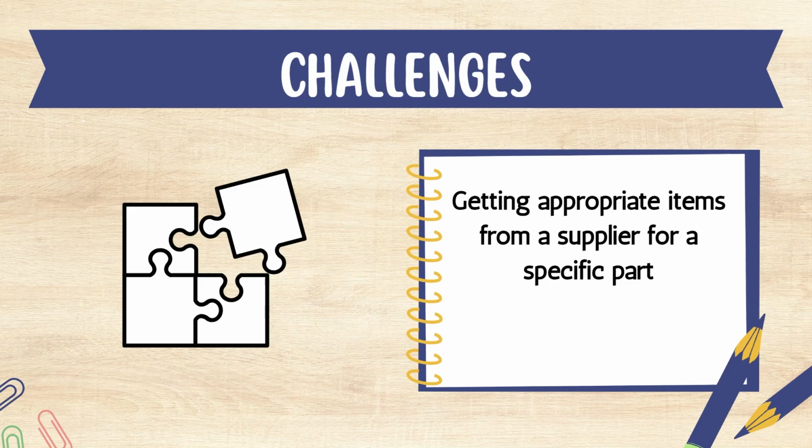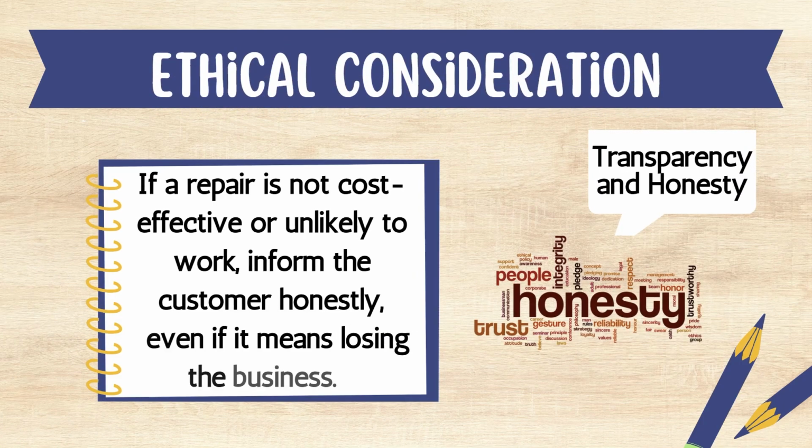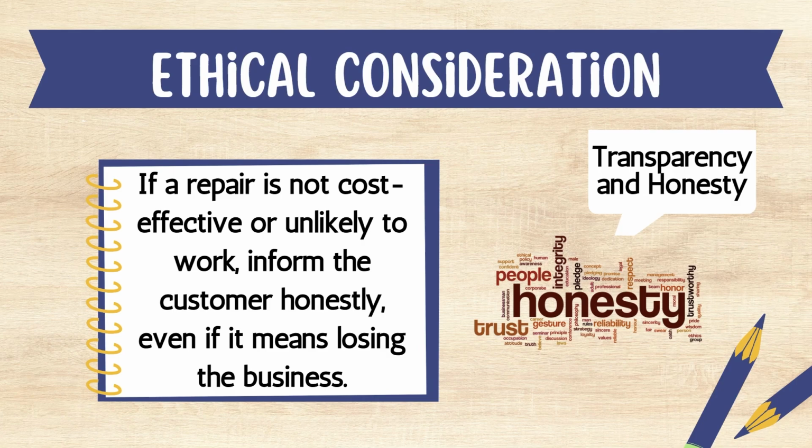First of all, getting an appropriate item from a supplier can be a pain, because if there is a rare smartphone replacement part that needs to be found, it will cost us quite a lot of money. Moving on to the ethical consideration. We value transparency and honesty first, so if a repair is not cost effective or unlikely to work, we will inform the customer honestly, even if it means losing the business.